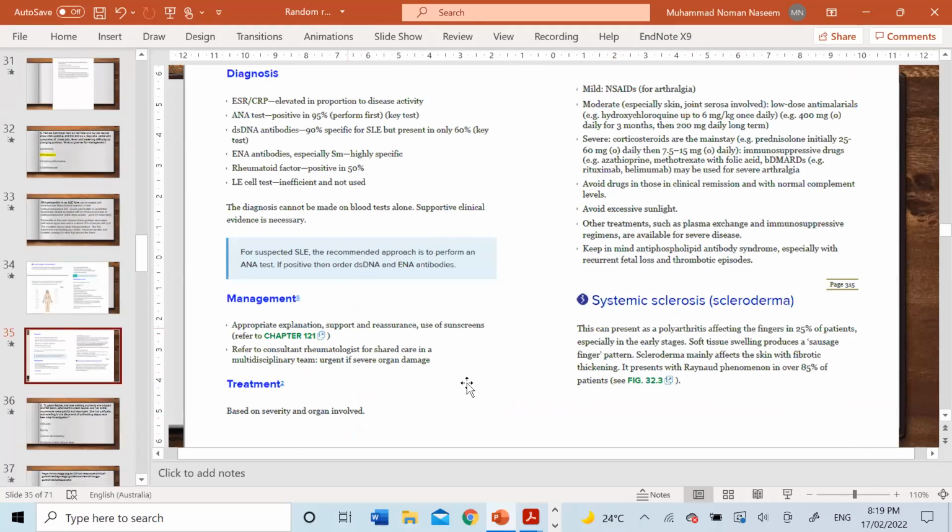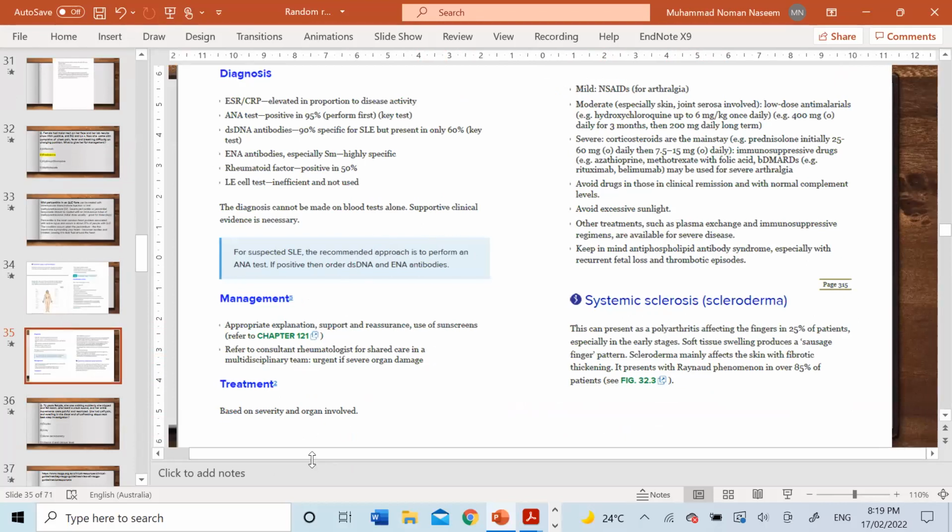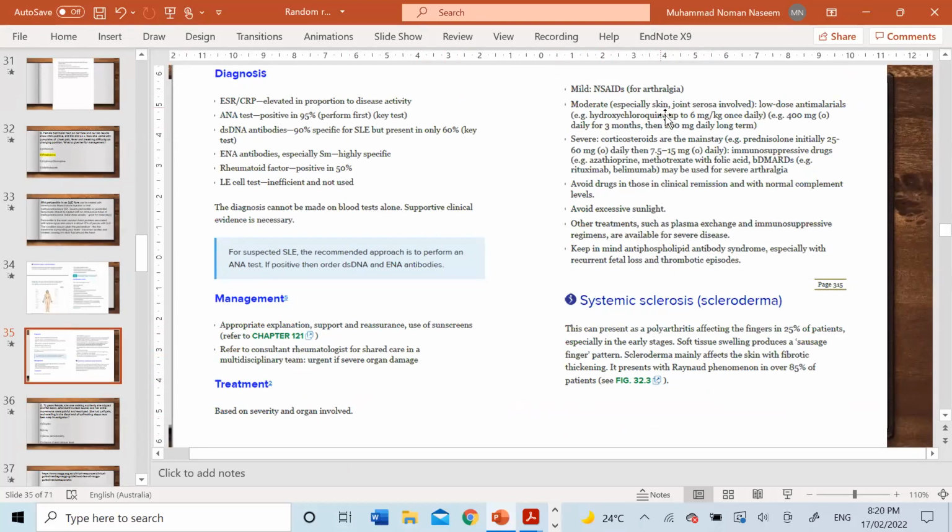So management, we know that if it is a mild one, we start with the NSAIDs, especially if it's arthralgia. If the patient is having skin rash along with the arthritis, then we give low dose antimalarial, which is hydroxychloroquine. But if the patient is having some flare-up, or if the patient is having complications, especially multi-organ ones like serositis, we prescribe prednisolone. If it is not working, then you can move towards the immunosuppressive drugs like azathioprine, methotrexate. Always give folic acid with methotrexate because it causes deficiency. DMARDs like rituximab and belimumab.